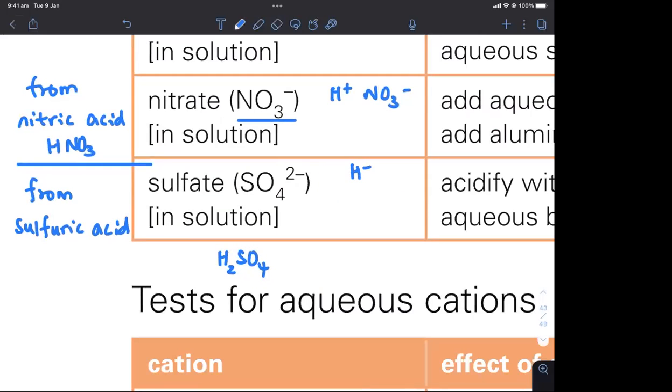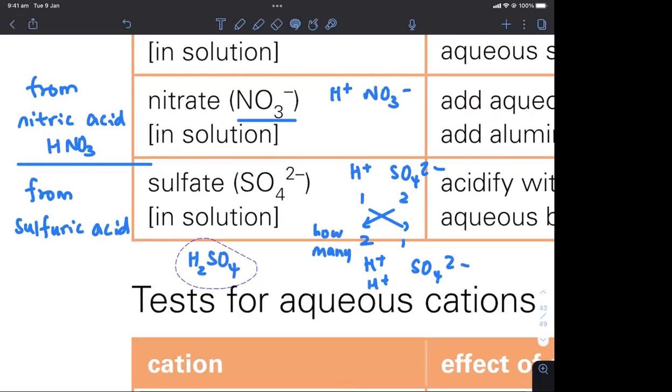where you have H plus and SO4 2 minus. From the charges, you get the valency, and then you cross multiply to exchange the valency. So that means you need 2 H plus and 1 SO4 2 minus, you get H2SO4. Of course, we know that a strong acid dissociates fully in solution. You get 2H plus and SO4 2 minus. So sulfate, SO4 2 minus.